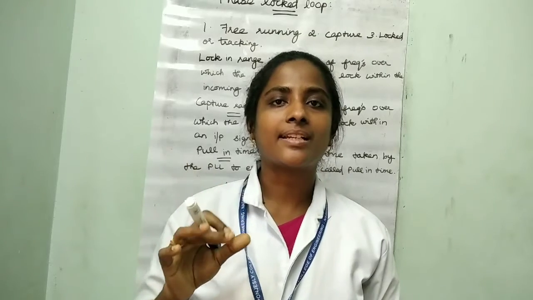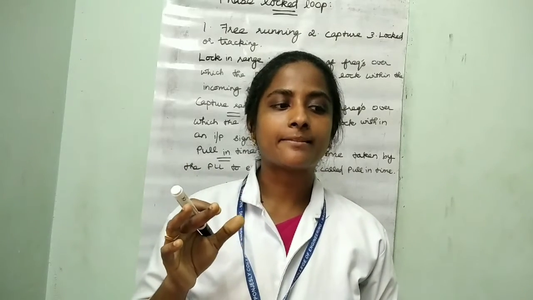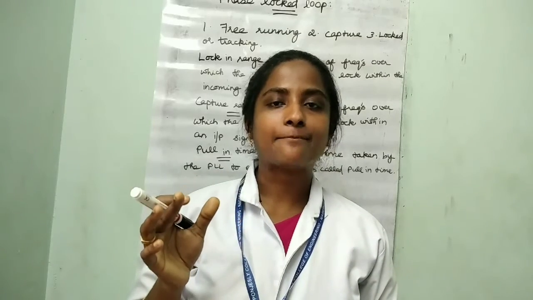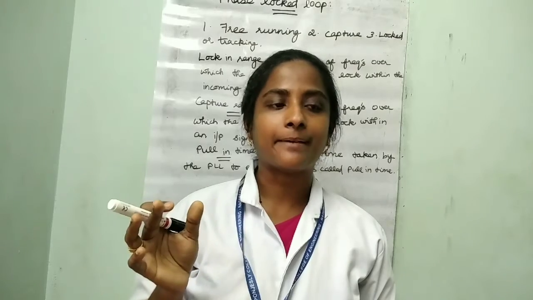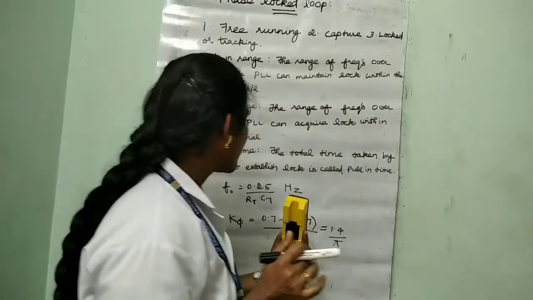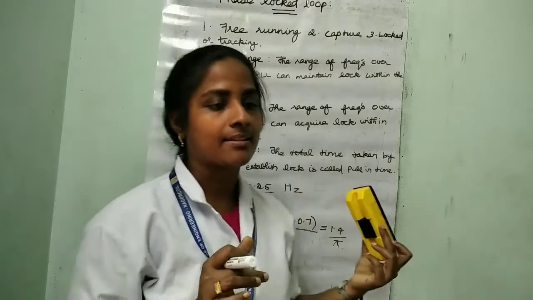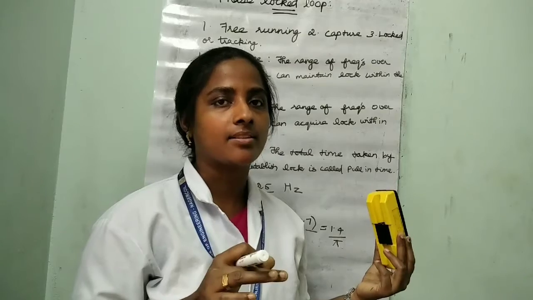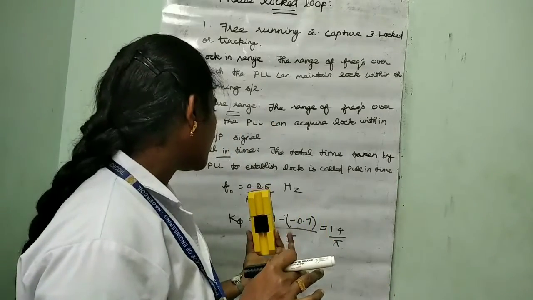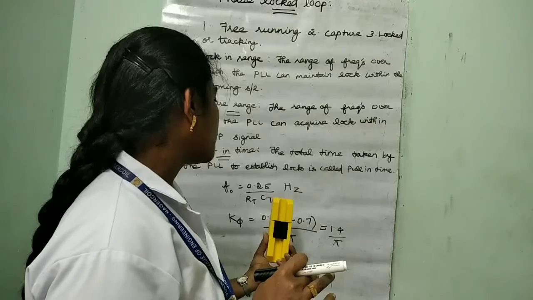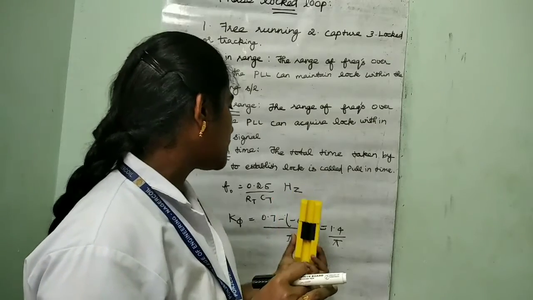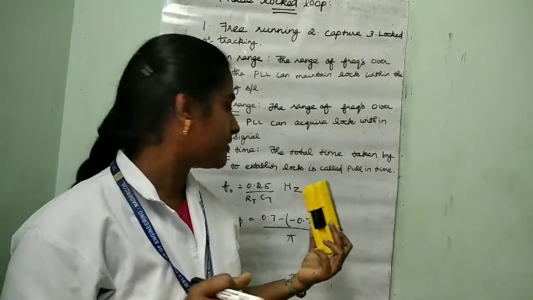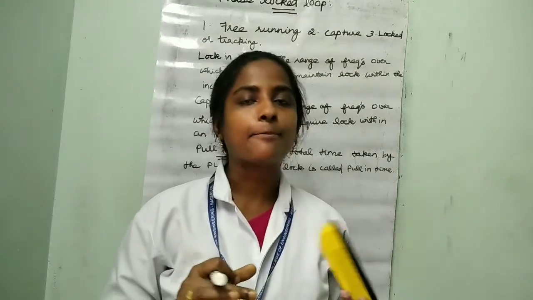Here this 565 timer, we have studied, is a 14-pin DIP package and a 10-pin metal can package. The output frequency of the VCO, that is the voltage controlled oscillator, F0 is given by 0.25 divided by RT CT in Hertz, where RT is the timing resistance and CT is the timing capacitor.